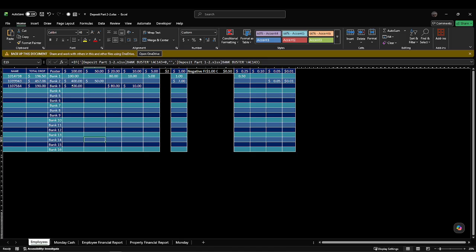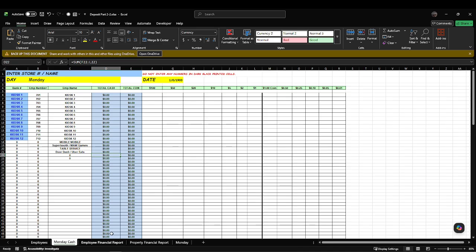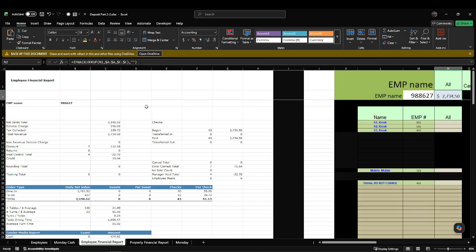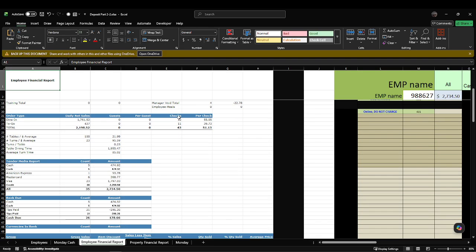So all that is brought over, then it would be put here, but not quite yet, because there's one more thing I need to do. I need to pull what they call the employee financial report. This would be pretty much the sum of what all happened their shift, what they sold, how much they sold it, and what kind of tender media they used. And I would be able to see how much cash I should be expecting to get.